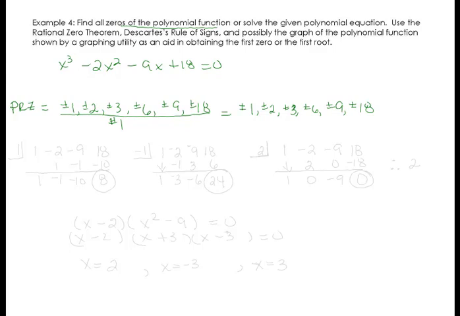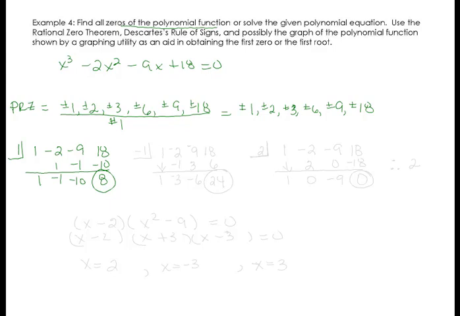So let's find the first zero or the first root. But we're going to just find all of the roots. Okay, so starting with 1, using synthetic division, we have coefficients of 1, negative 2, negative 9, and 18. Here we go, bring down the 1. 1 times 1 is 1, added to negative 2, we have negative 1. Negative 1 times 1, we have negative 1, added to negative 9, we have negative 10. Negative 10 times 1, we have negative 10, added to 18, we have 8.